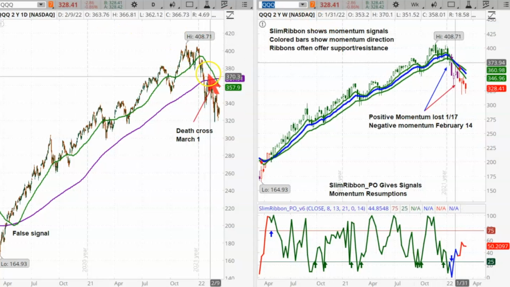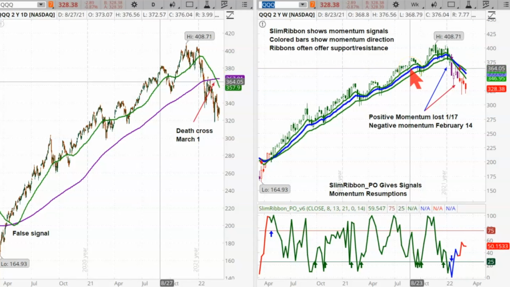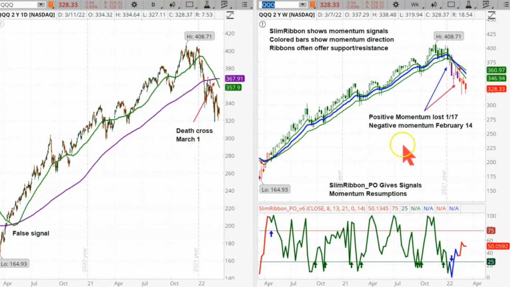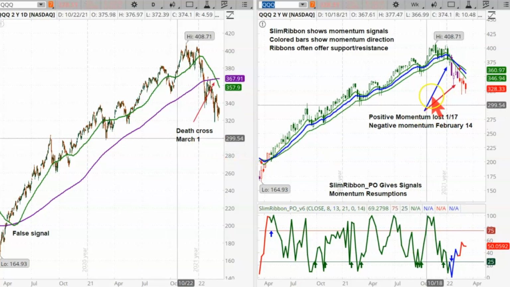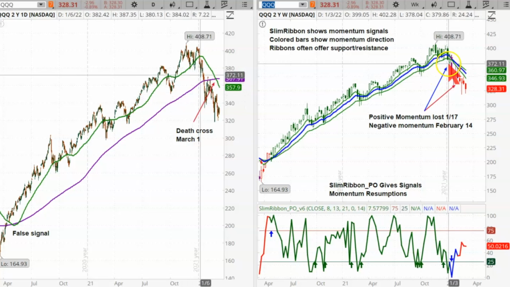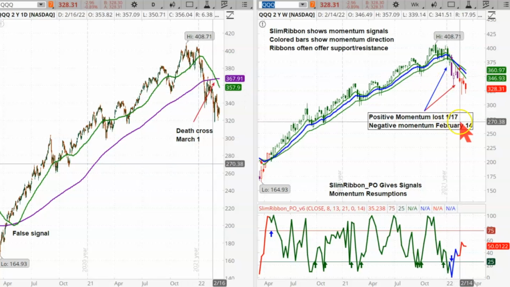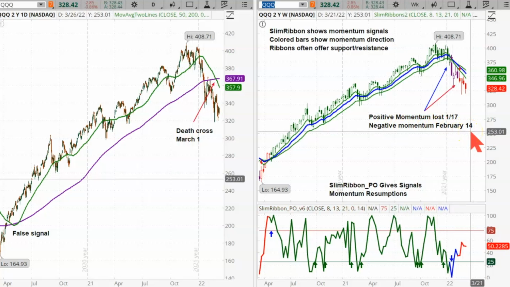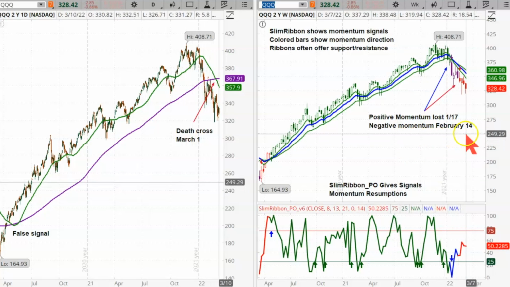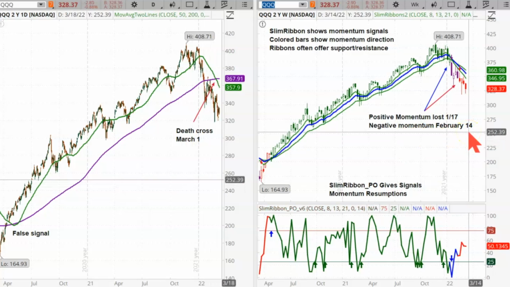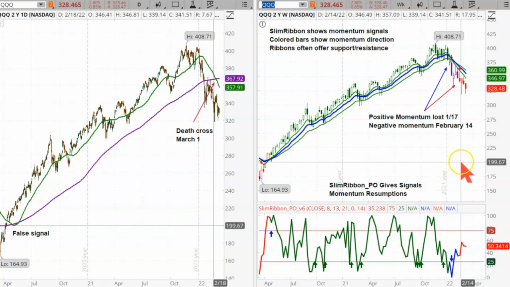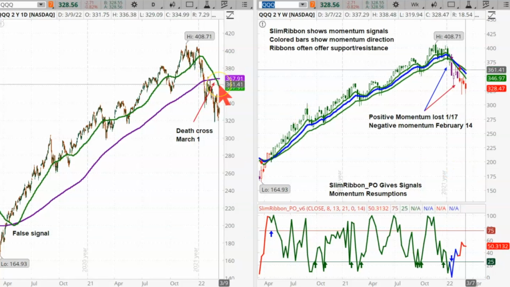So let's just compare the QQQ looking here at the death cross on the 50-200 versus the slim ribbon. And you can see that the death cross comes on March 1st, and you can see right over here there was a signal that positive momentum was lost on January 17th, and the negative momentum signals came on February 14th. It is typical that signals come much earlier, 2 to 4 weeks faster, using the slim ribbon and these indicators instead of using the 50 and 200.